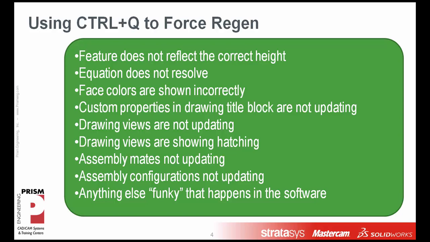Let's say you're working in a drawing, and in the drawing there's a title block, and the title block is not updating properly, or the drawing views are showing with that weird area hatching or not updating properly. Control-Q, and that'll often resolve those. Or let's say you've got an assembly with mates not updating, or the configurations aren't displaying properly, or just anything else funky that happens in the software, Control-Q will often resolve those issues.